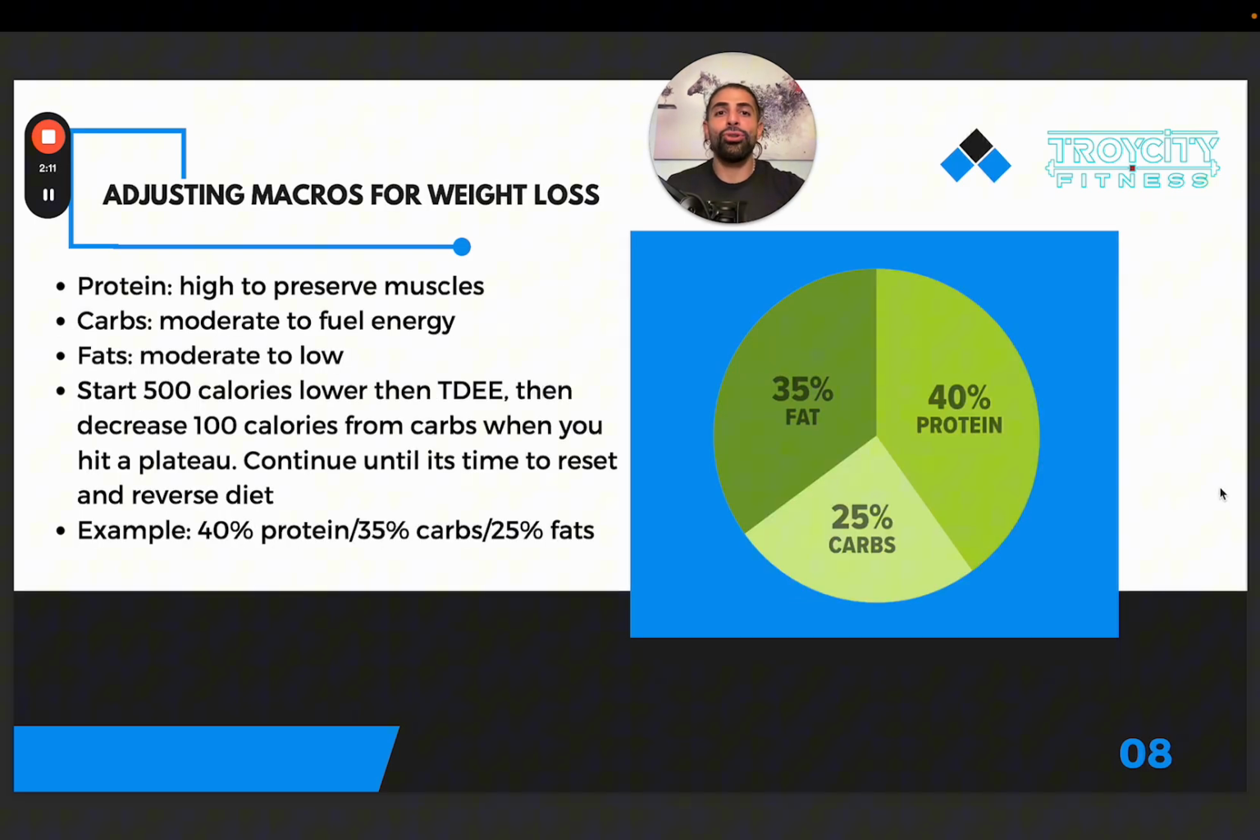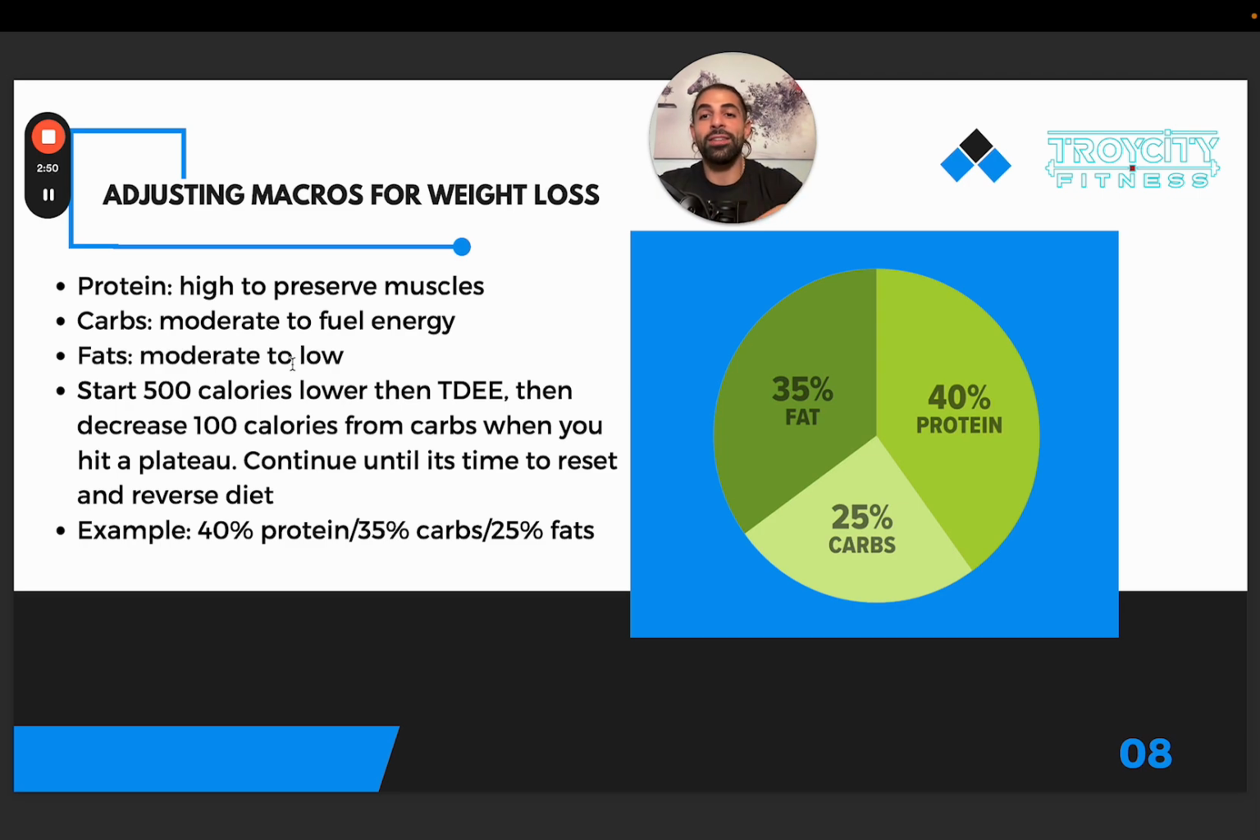So now let's say you calculate your total daily energy expenditure and then you have some goals to either gain weight or lose weight. How do you know how to adjust it from there? So if your goal is weight loss, your protein is pretty much going to stay the same. And you have to keep your protein relatively high to preserve as much muscle as possible during your weight loss journey. Your carbs are going to stay moderate. We don't want to remove them completely because then when we introduce them later, our body's not going to know how to digest them and you're going to end up gaining all of that weight back. And then your fats, we want those moderate to low so we can save some extra calories throughout the day.